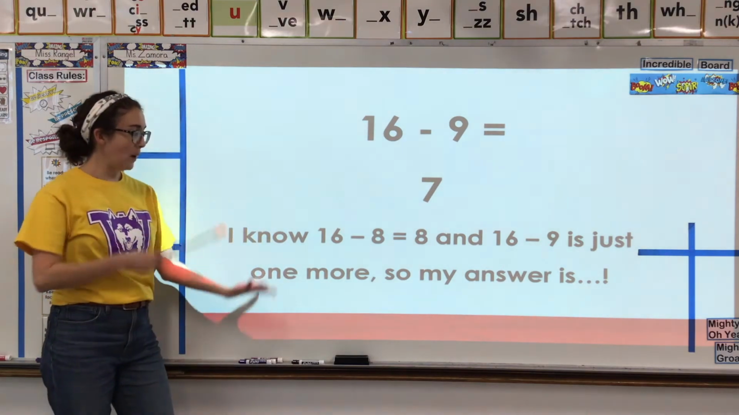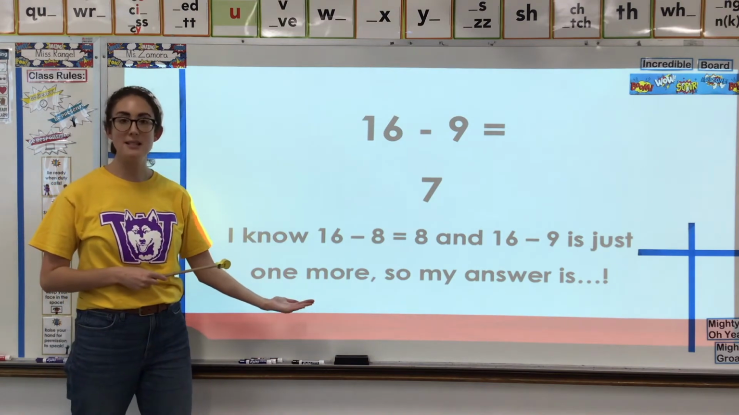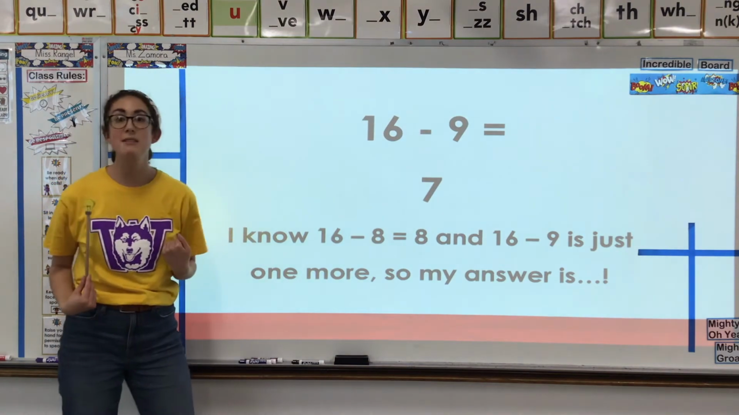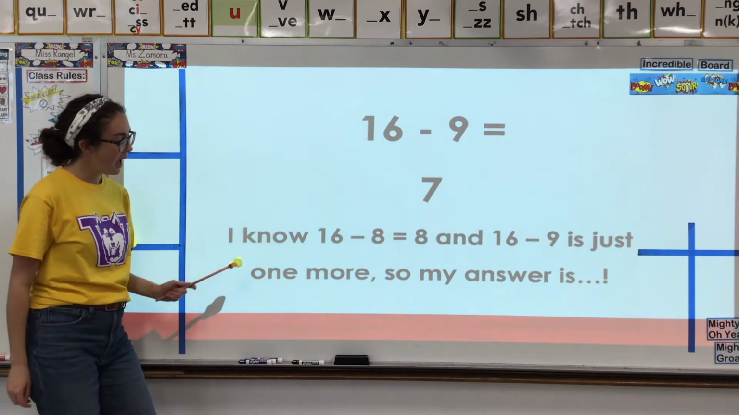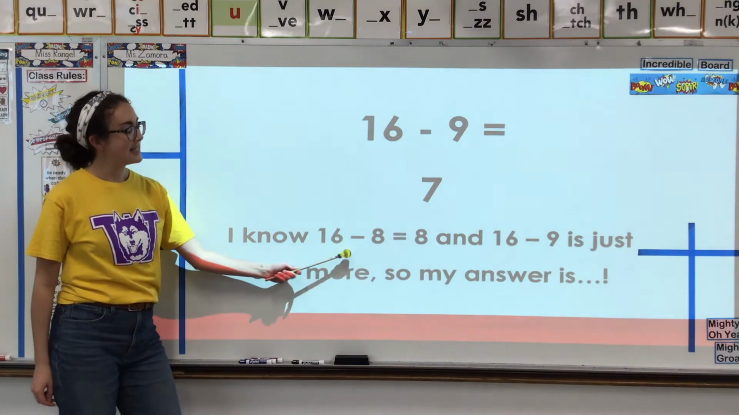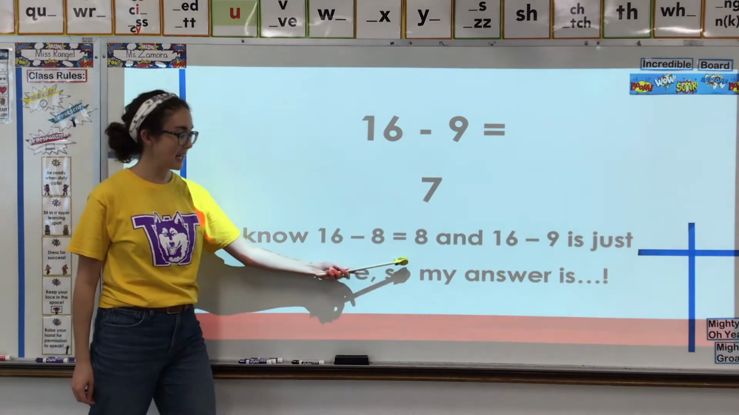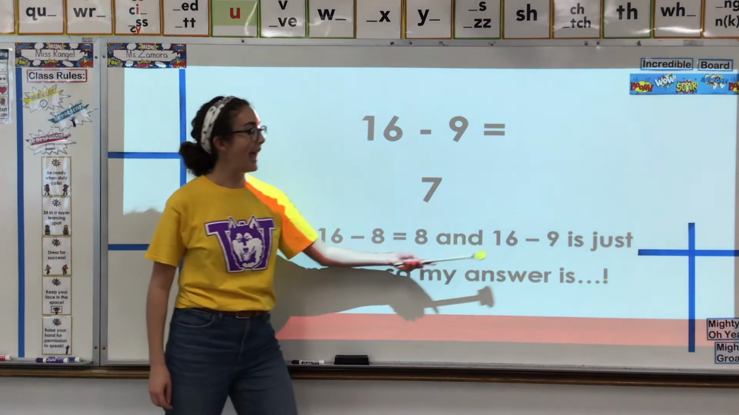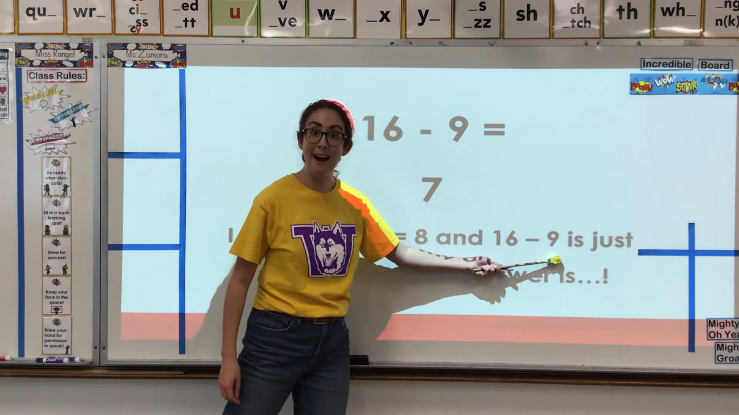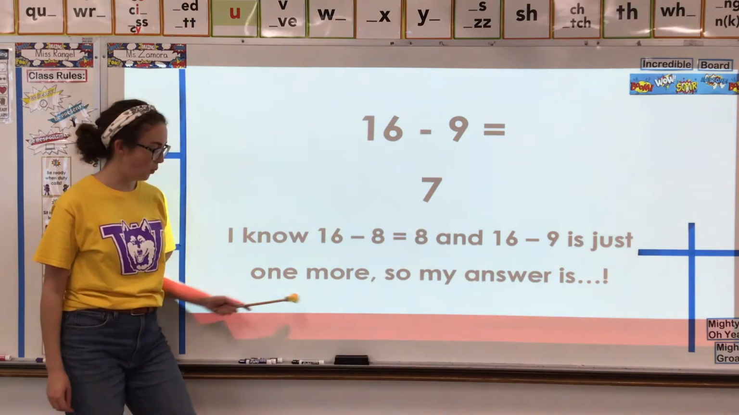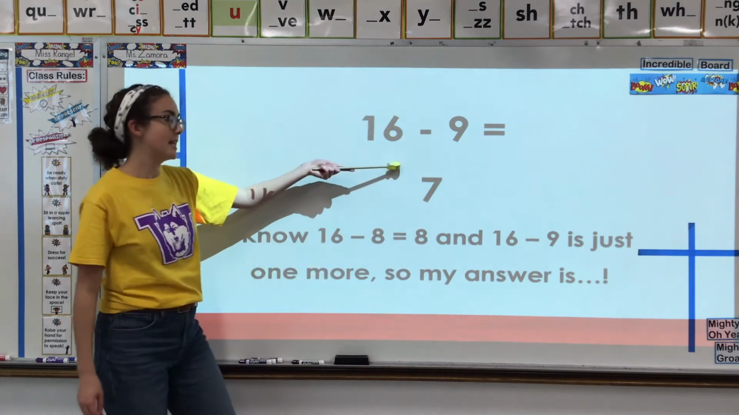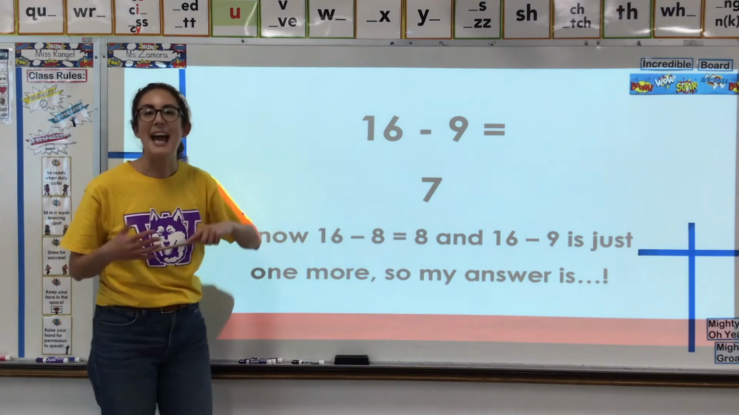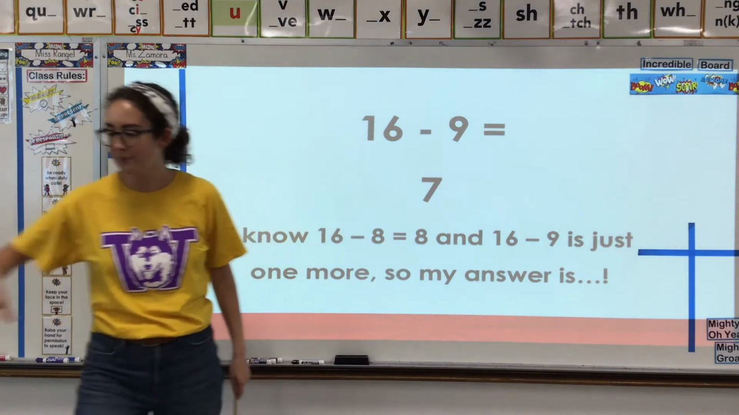Okay, can we practice talking through these steps together? Can you read this with me? Can you say it out loud? We've got, I know 16 minus 8 equals 8, and 16 minus 9 is just 1 more, so my answer is 7. Exactly. Okay, next one.